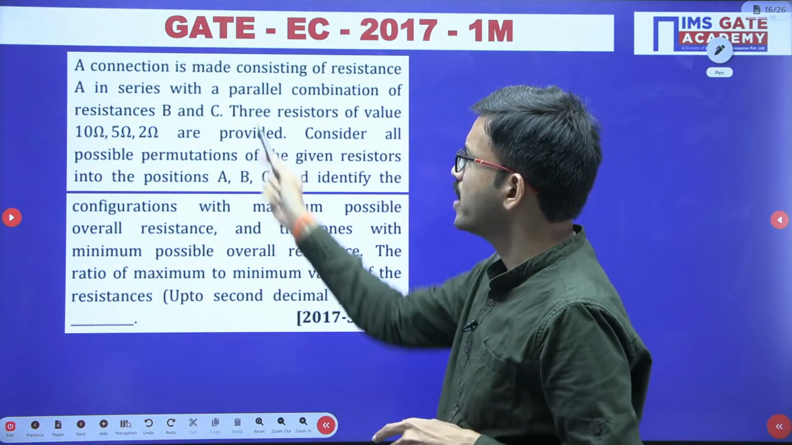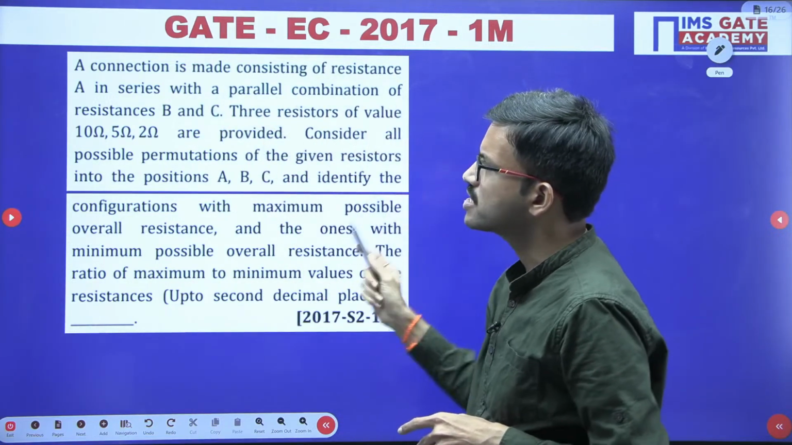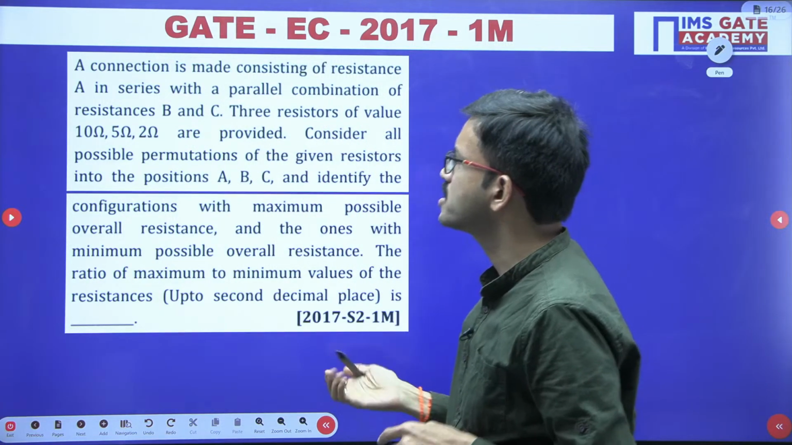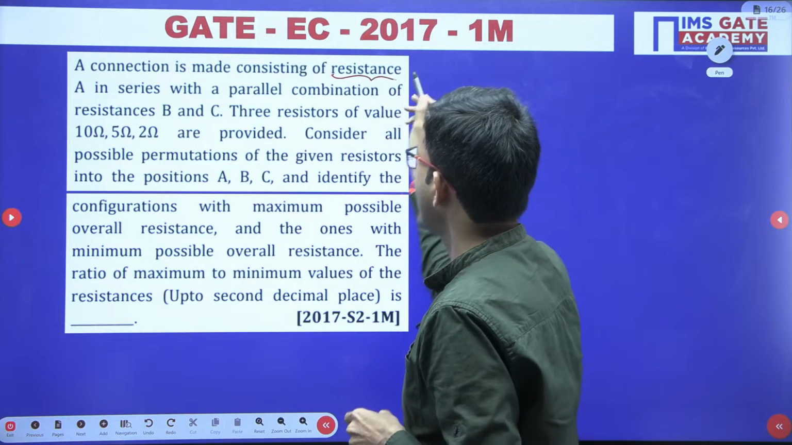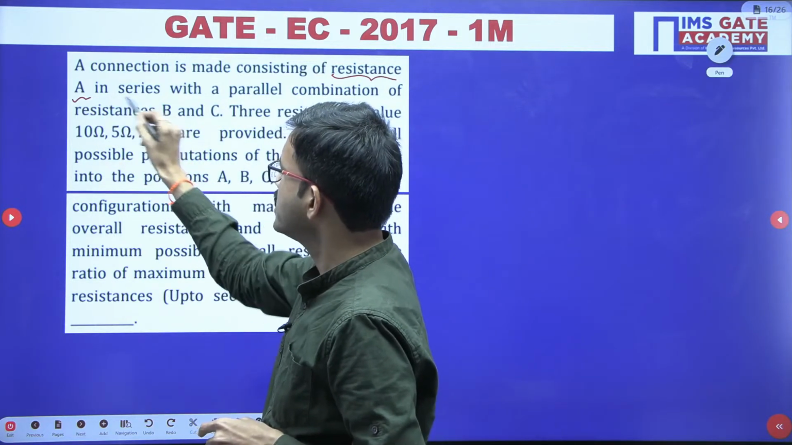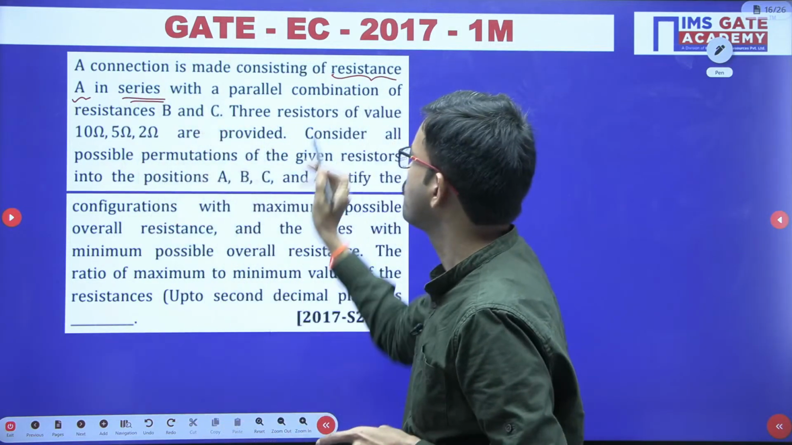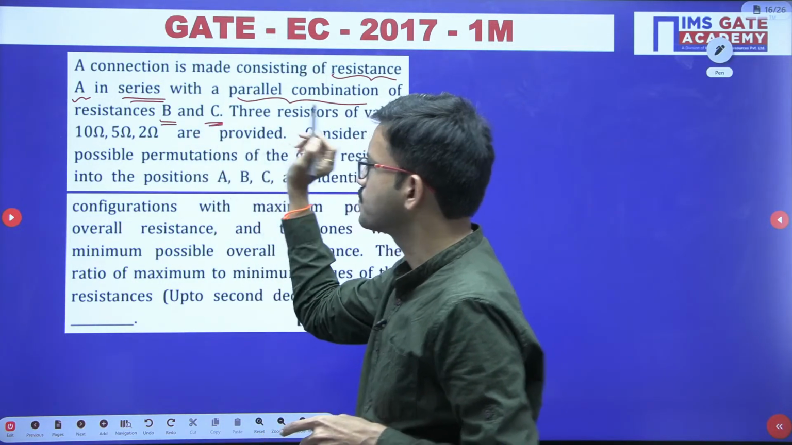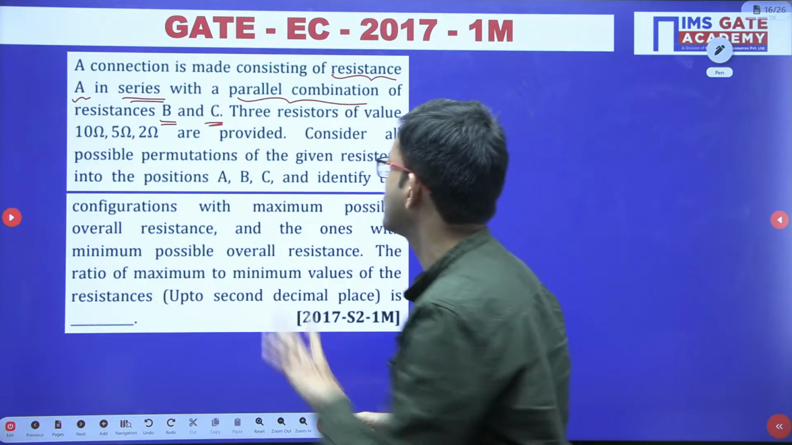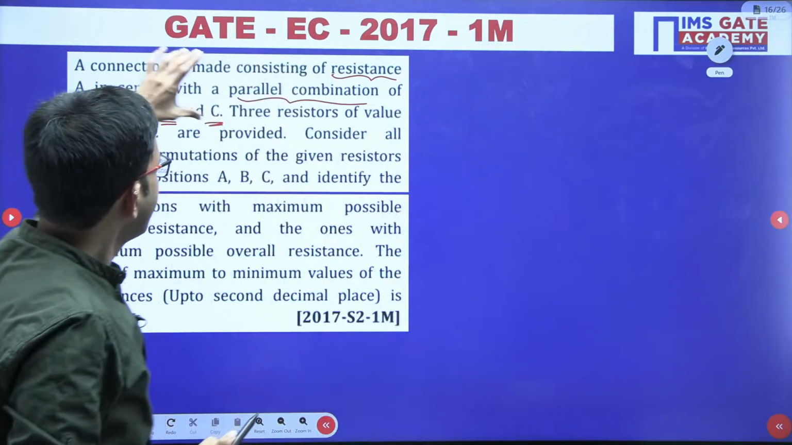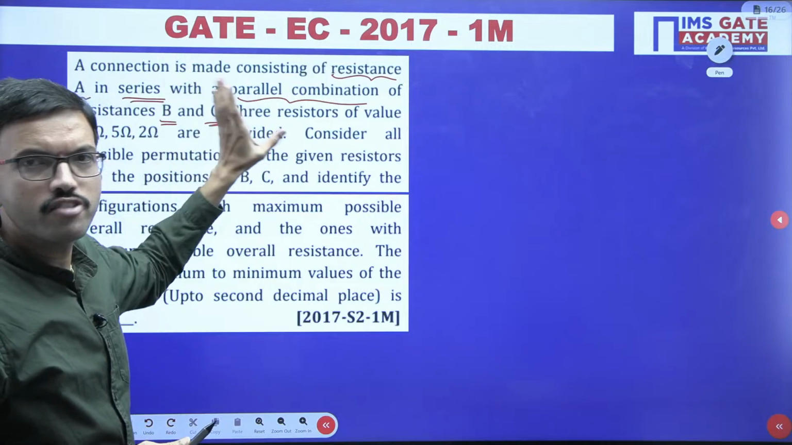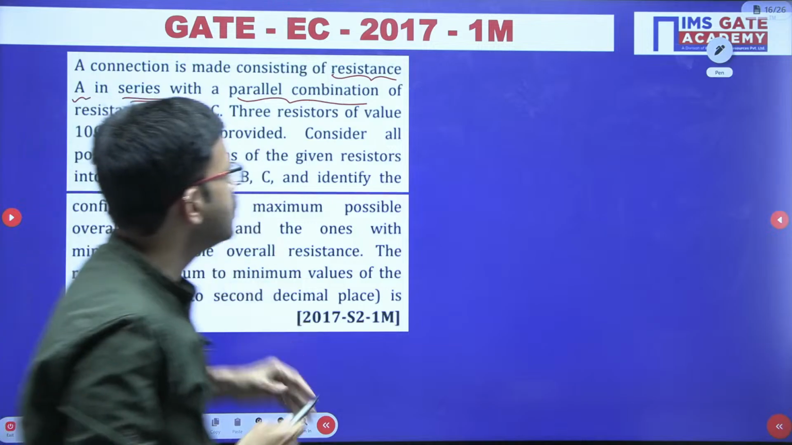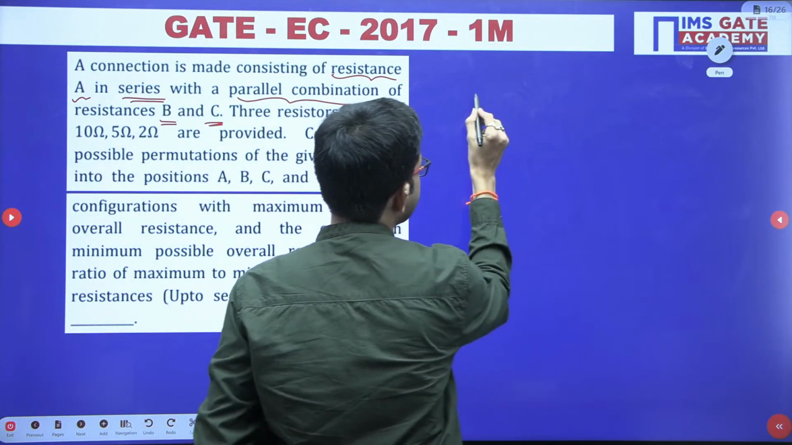See, just observe, a connection is made consisting of resistance A in series with a parallel combination of resistances B and C. You have one resistor A that is connected in series with a parallel combination of resistances B and C. Up to now, after reading these two and a half lines, whatever information you understood, for the timing I am representing it like this, the equivalent circuit.